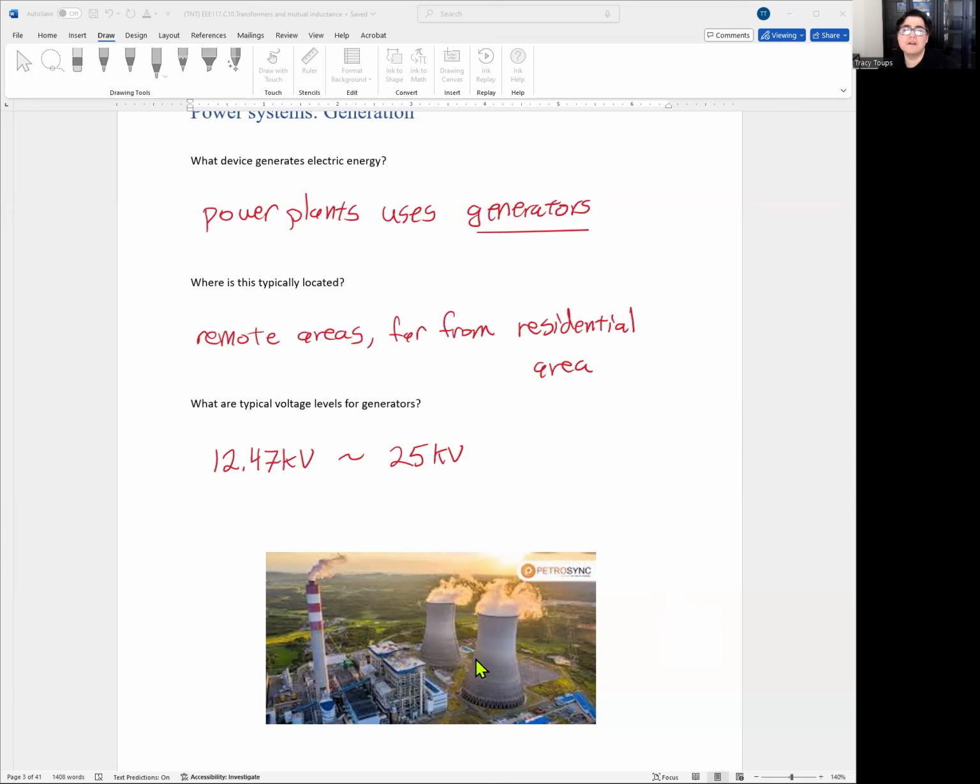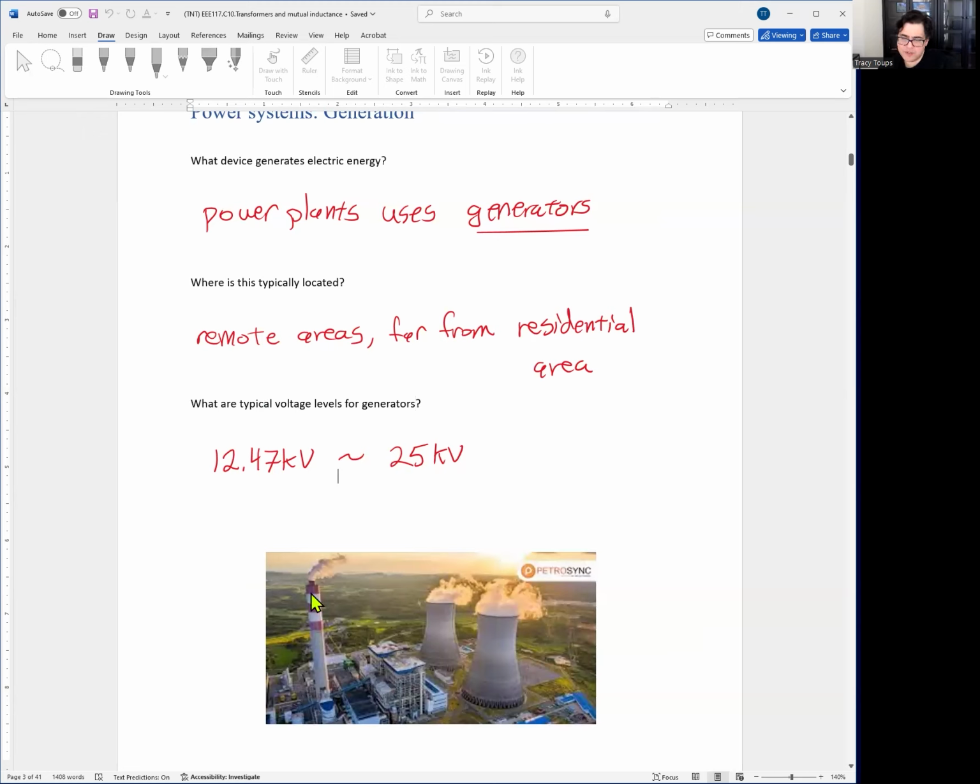Where are these power plants typically located? They're far from residential areas because you don't want the pollution to come to you. You don't want the noise and the unsightly image of a power plant. So, given a chance, we try to build them as far as possible from residential areas.